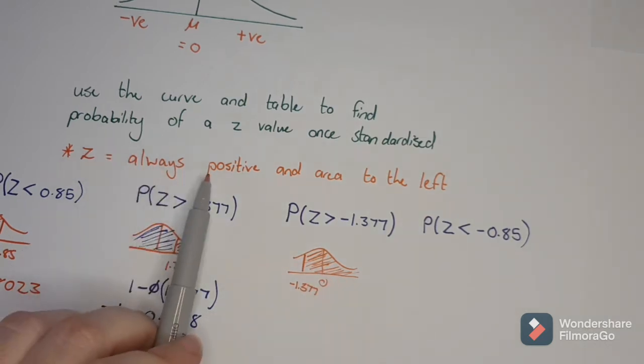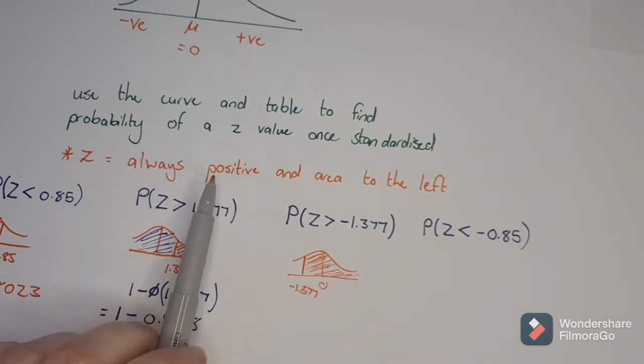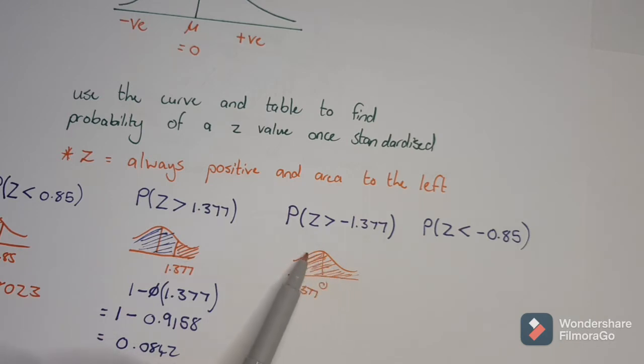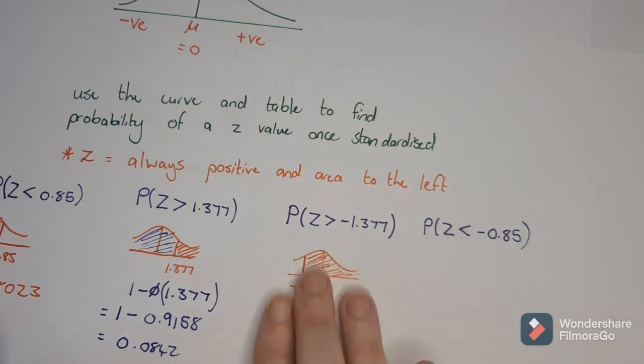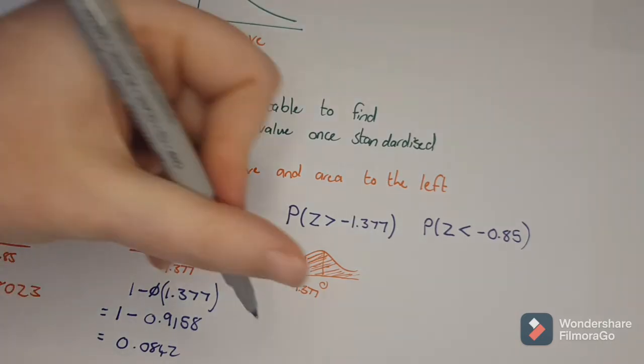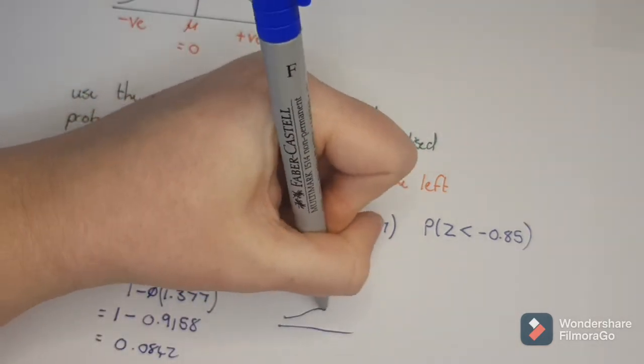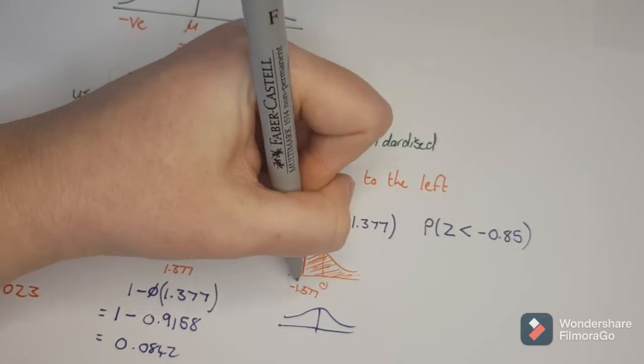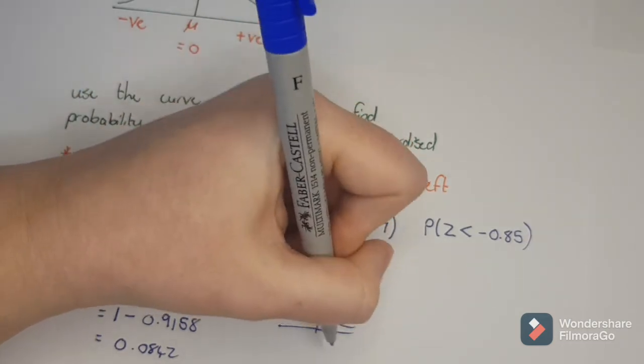Now, the z value must always be positive. So whenever I have a situation where I've got a negative now, the thing I have to do is I have to flip the curve. So if this is my curve, I take it and I flip it over. And if I flip it over, I'm going to get a new curve. And where that negative was, it's now going to be positive.